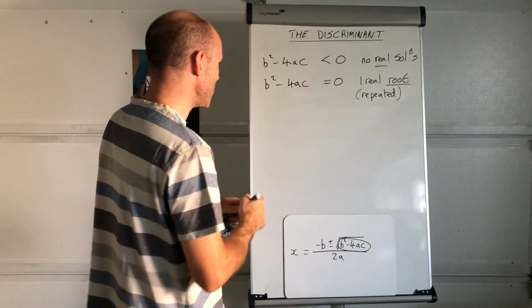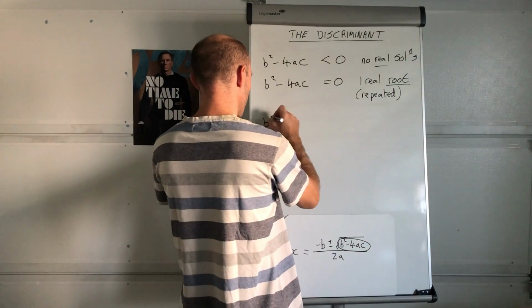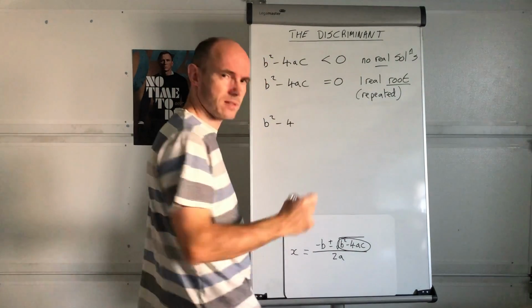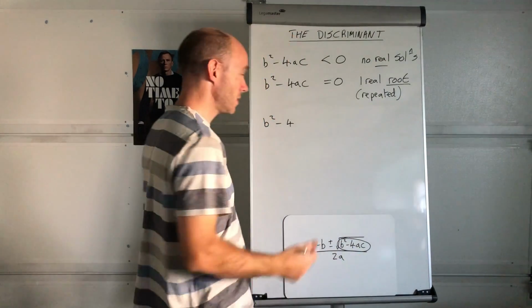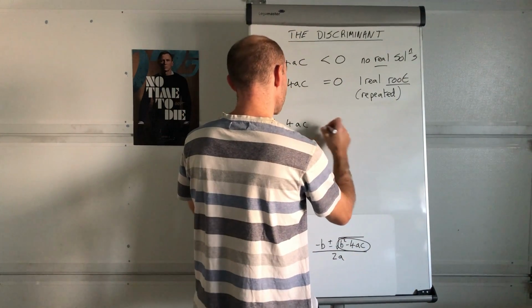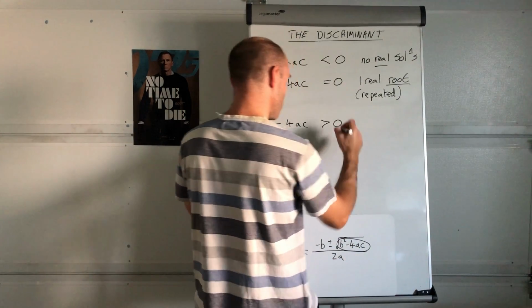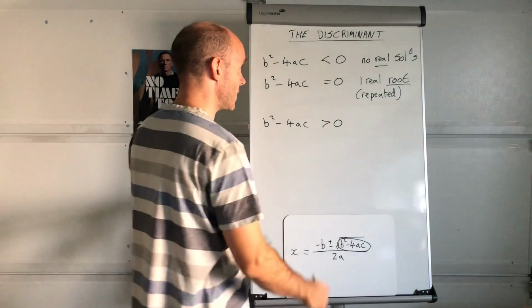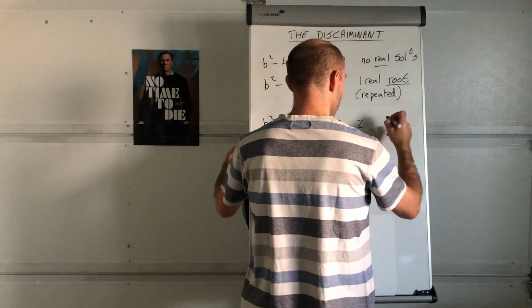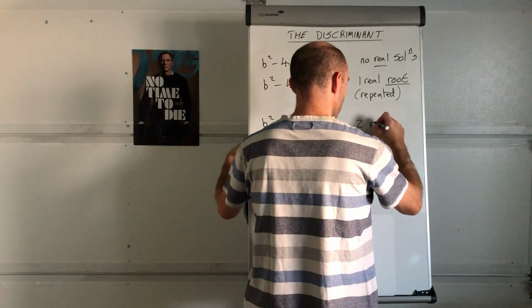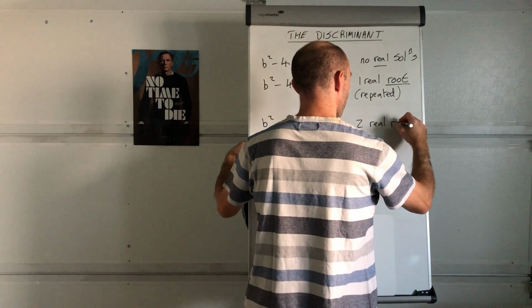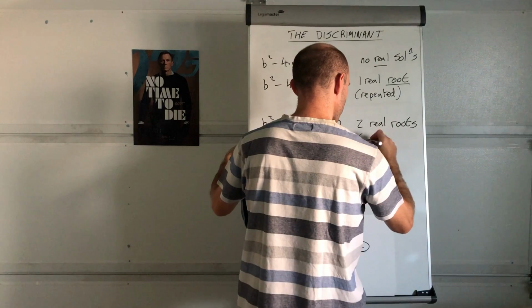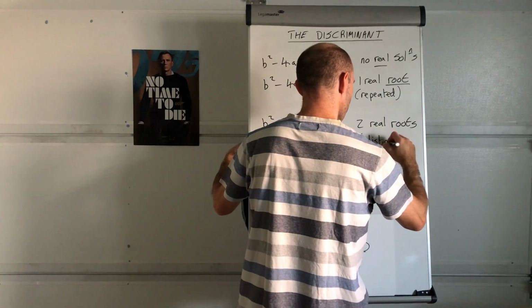And then you've got the standard one. I say standard, I meant to say the most common case is where the discriminant is positive, and you end up with 2 different answers. You have 2 distinct real roots. I'm putting brackets there. Distinct means they are different.